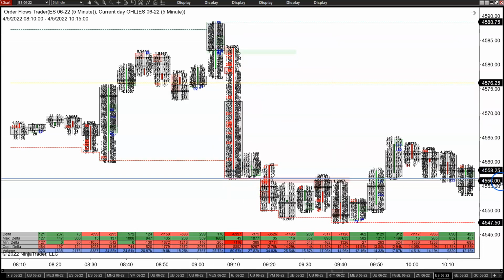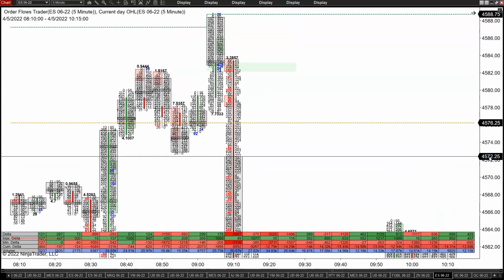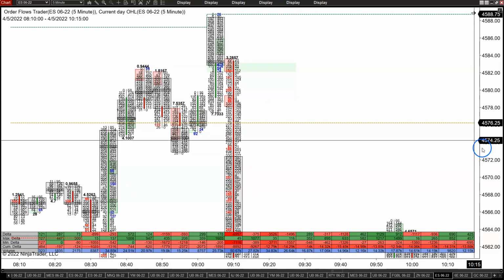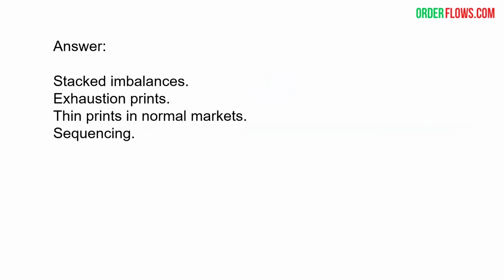On a 10-minute chart, there are certain things in the order flow that you can apply, but really, in my opinion, the things that you want to be looking for would be stacked imbalances, exhaustion prints, and thin prints in the normal markets. I say normal market hours, or at least from the European open until the US close. In some of the Asian markets, yeah, you can trade. I do watch the Asian markets at night and do get involved once in a while. But for me, it's strictly the E-minis.